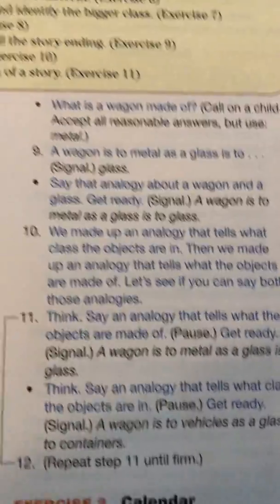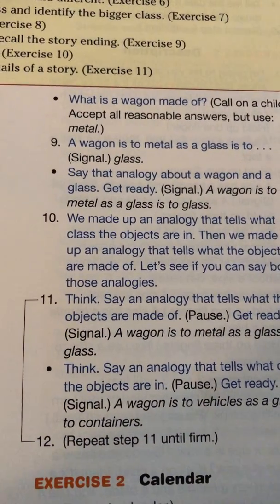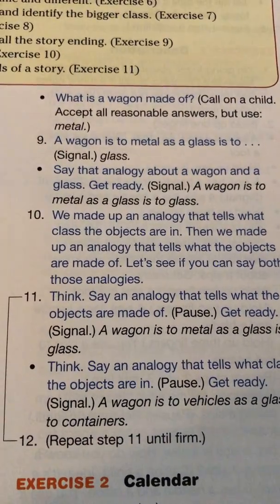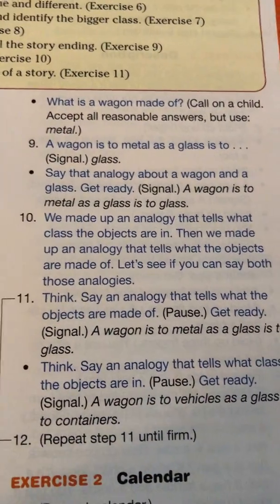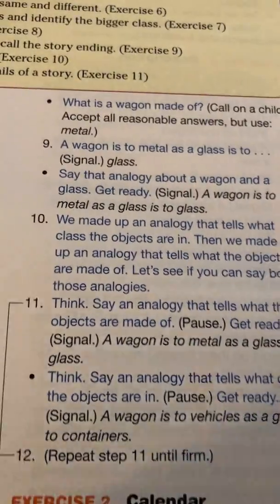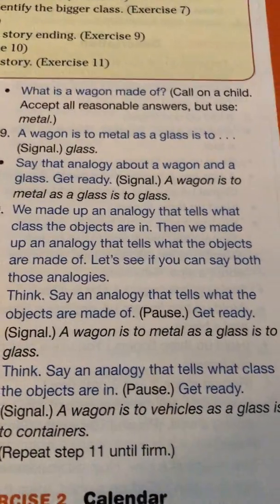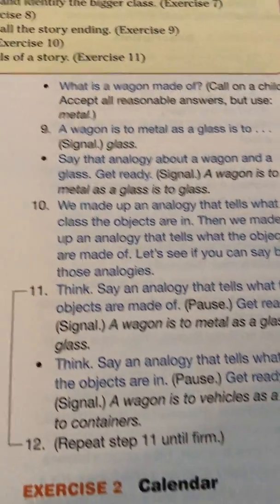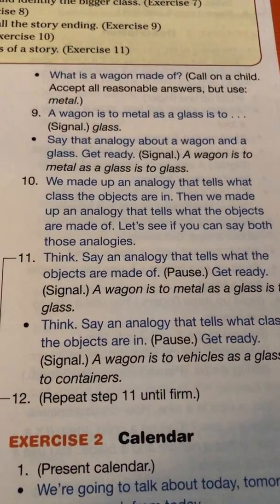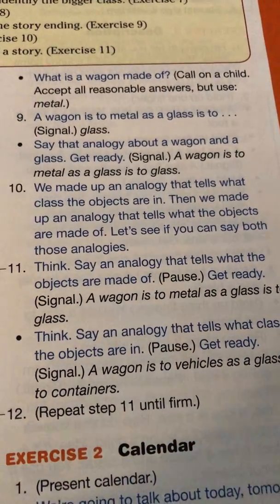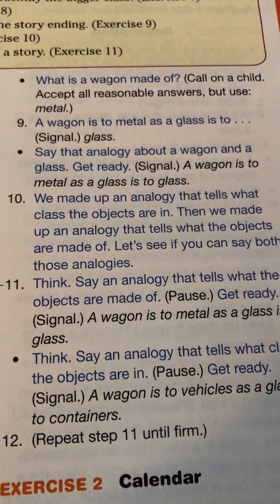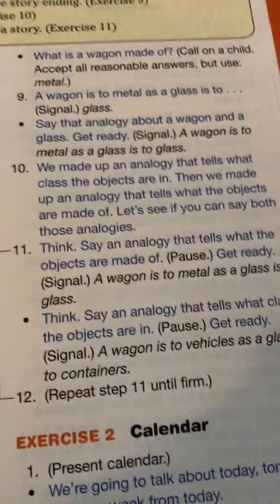What could a wagon be made of? Turn your thinking brains on for this one. What is a wagon made of? Metal. Listen, a wagon is to metal as a glass is to glass. Listen again. A wagon is to metal as a glass is to. Say the whole analogy about a wagon and a glass. You ready? A wagon is to metal as a glass is to glass.